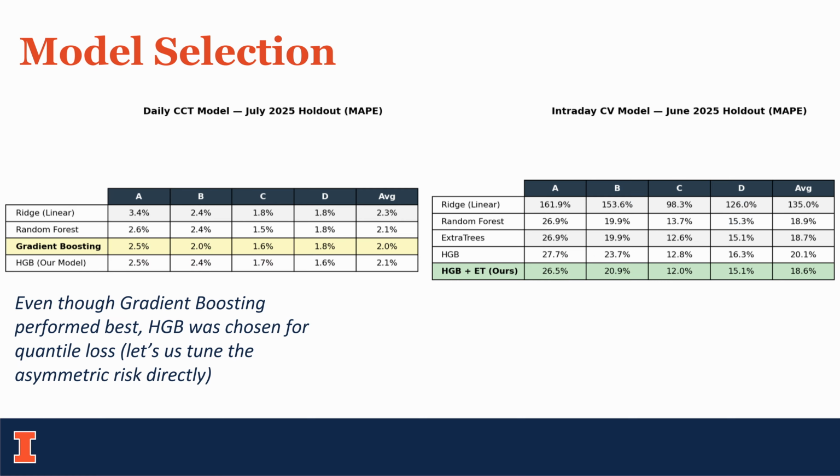We ended up testing 4 algorithms for each model. For daily CCT, all tree-based models performed similarly, around 2% MAPE, and we chose histogram gradient boosting because it supports quantile loss, letting us add a slight upward bias, and that matters because underpredicting CCT leads to understaffing. And for intraday call volume, linear regression failed at 135% MAPE, showing the patterns are highly nonlinear. The histogram gradient boosting plus extra trees ensemble performed best at 18.6%, so that became our final model.